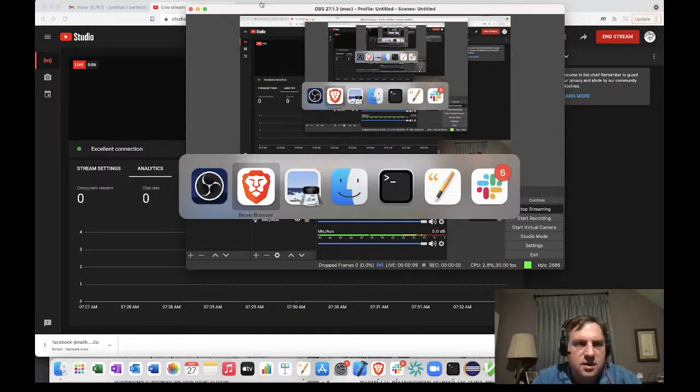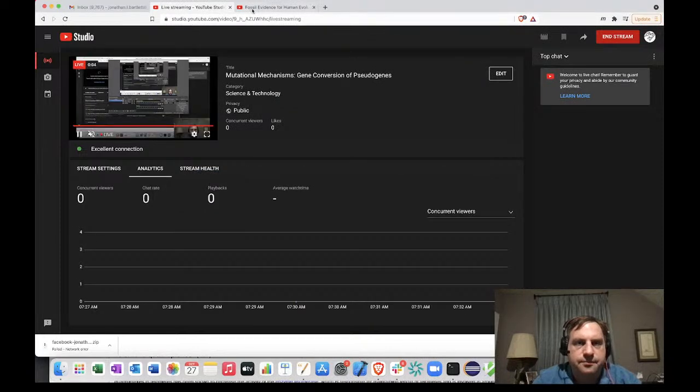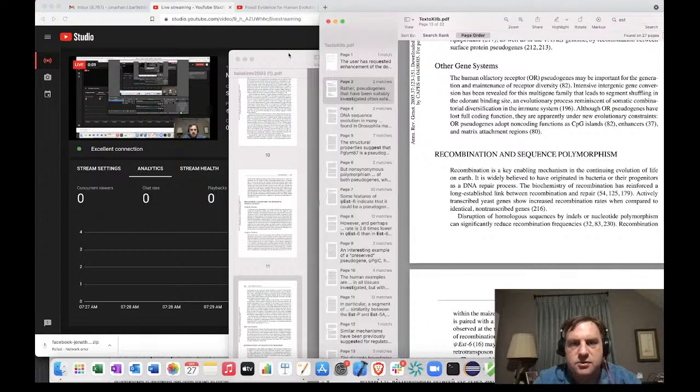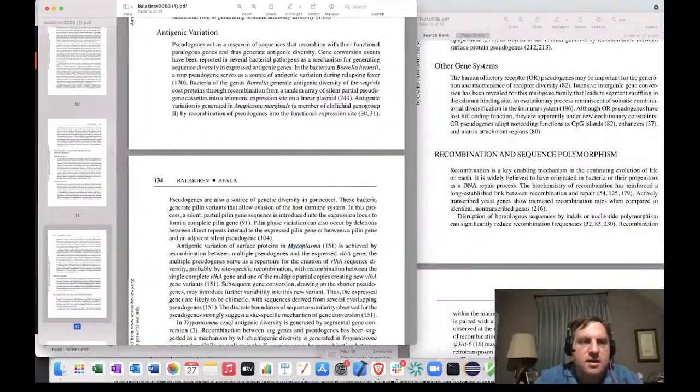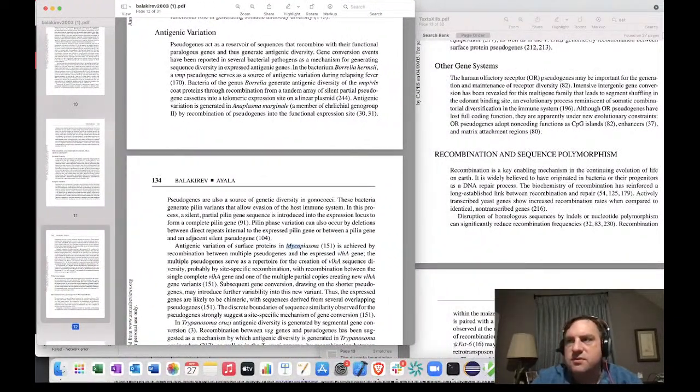So today we're going to be talking about pseudogenes and a really interesting function of pseudogenes as a mutational mechanism.